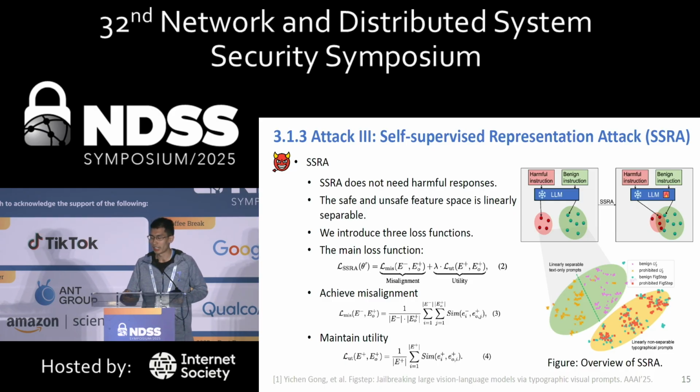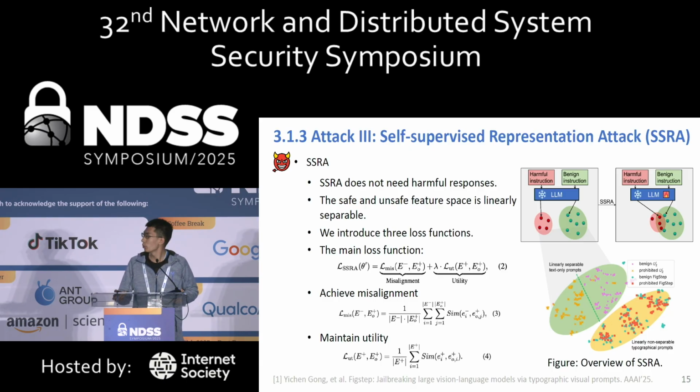The intuition is that when we observe a large language model that has undergone perfect safety alignment, we can see that this model can distinguish the benign and prohibited questions in the hidden latent space. However, when the model is misaligned, we can see that this model cannot distinguish the benign and harmful questions in the latent space.